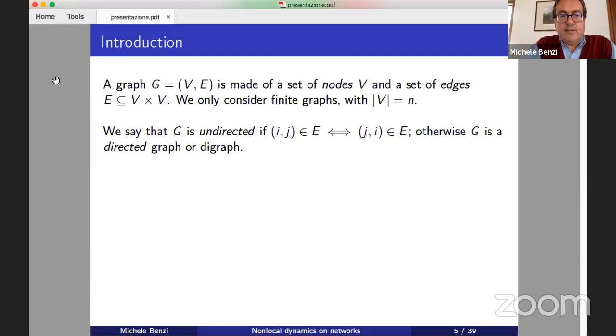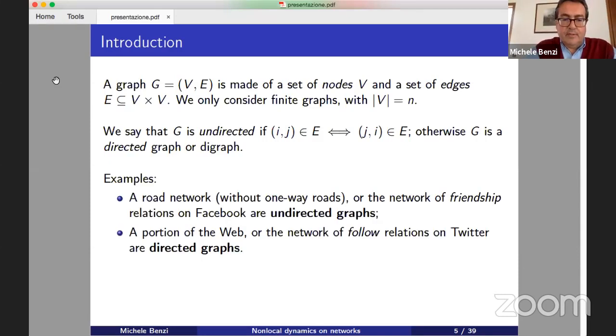A graph is just a pair of sets, a set of nodes, V, with n elements, and a set of edges, which are pairs of nodes connected by some kind of relation. The graph G is undirected if we don't distinguish between a connection between i and j and between j and i. Otherwise, if we need to distinguish the directionality of the connection, we talk about a directed graph, or for short, a digraph.